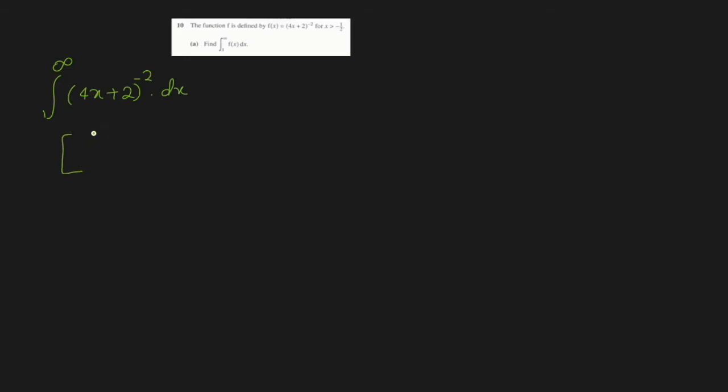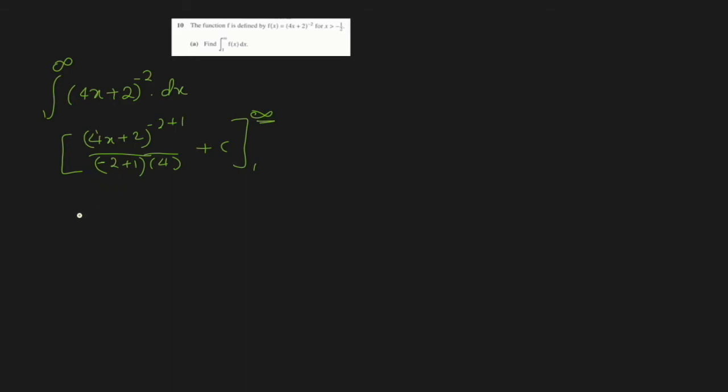For that, what will we do? 4x plus 2, its exponent will go up by 1, and we will divide by the same exponent, which is minus 2 plus 1. But further we have to divide this whole thing by the differentiation of the base. Differentiation of 4x plus 2 will be just 4, so we'll divide by 4. This is the integration. This infinity part may challenge us, but we'll go there one by one.